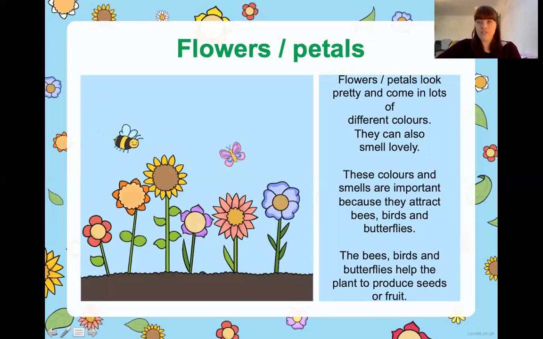And finally, the flower or the petal. So flowers and petals look very pretty and they come in lots of different colours, and they can also smell lovely. And the colours are really important, and the smells, because that's what attracts the bees and the birds and the butterflies, and those insects and animals help the plants to make seeds or fruit. So very important. So they are the 4 different parts of a plant, and that will be your topic task today.